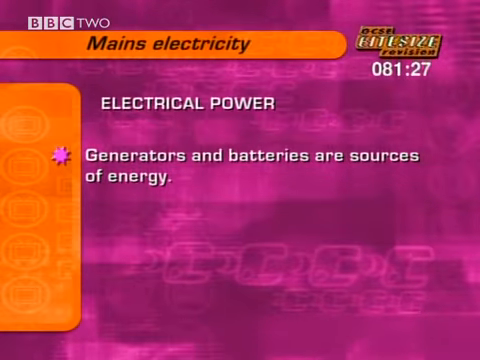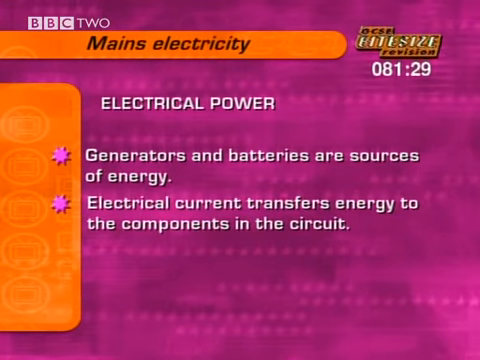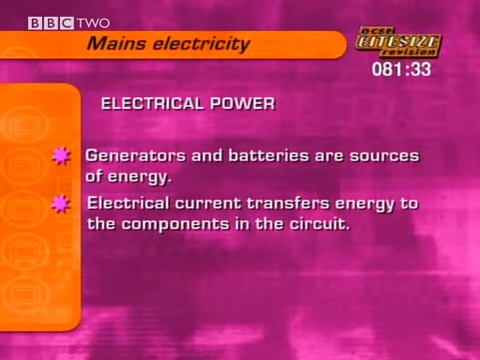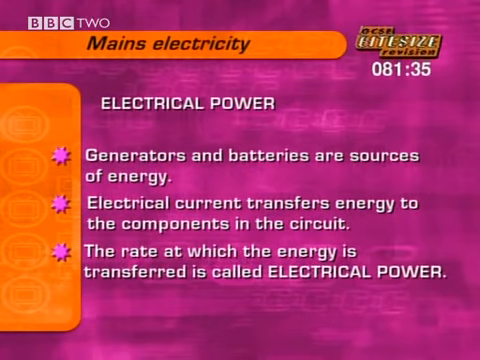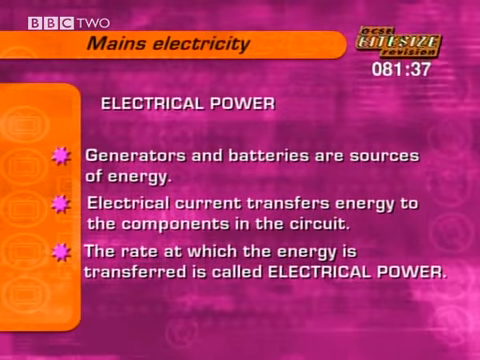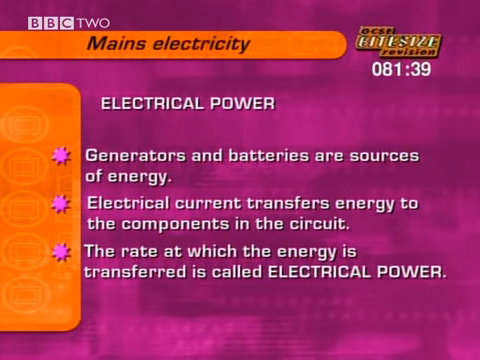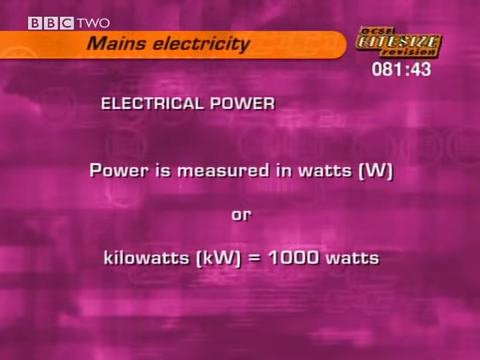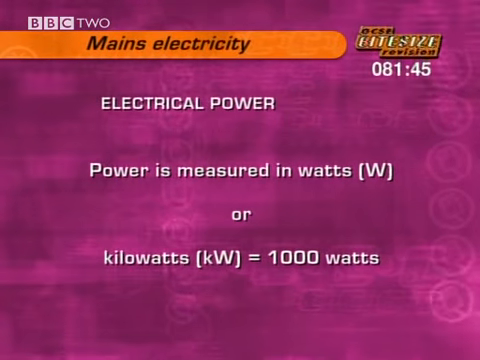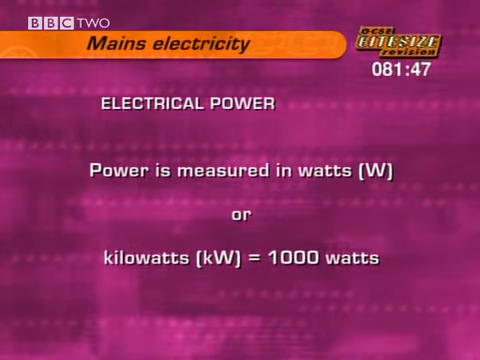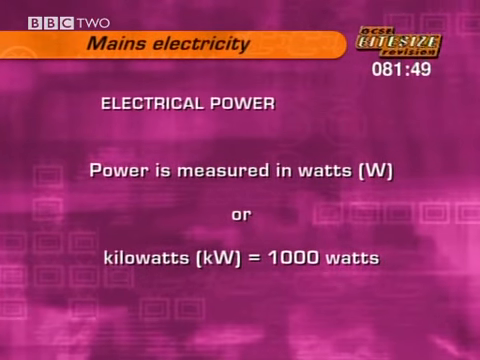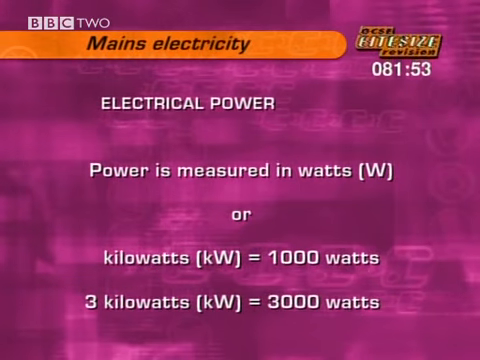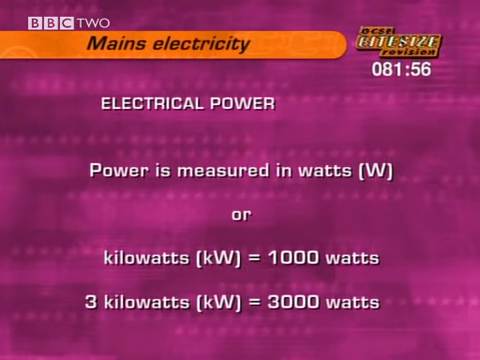Generators and batteries are sources of energy, and the electrical current transfers that energy from the source to the components in a circuit. The rate at which the energy is transferred to a circuit is called electrical power. Power is measured in watts, or kilowatts. That's 1,000 watts. We use the same expression about electrical appliances. A 3 kilowatt electric fire consumes 3,000 watts of electrical power.